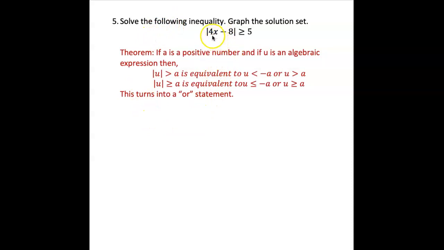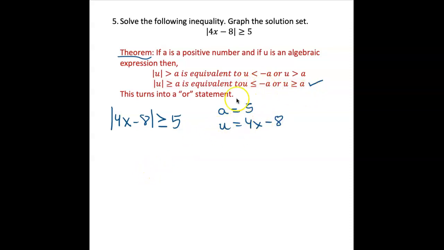We're going to solve the absolute value inequality. Again, I am giving you the theorem. If A is a positive number and U is an algebraic expression, then this follows. This helps us rewrite it in order to solve it. Which of the two signs are we dealing with? This one over here, so this is the one we're going to follow. I know that my A is 5, and my U is 4x minus 4.